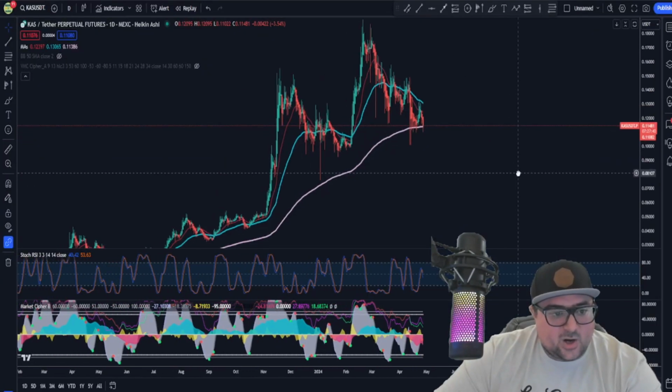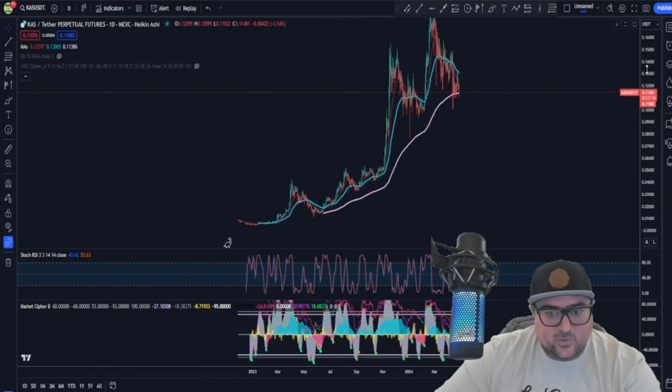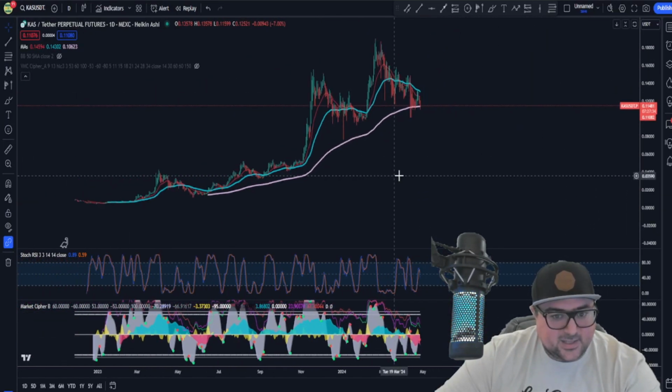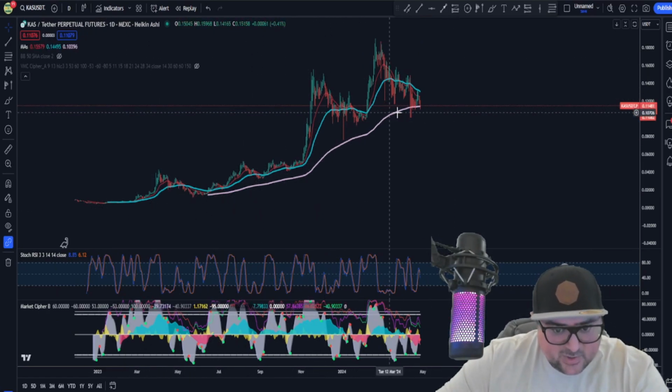Let's take a look at the chart real quick. So we're on the daily, right? And you can see here we have a really nice looking chart on the daily time frame. It's been bullish from day one and continuing to do so.